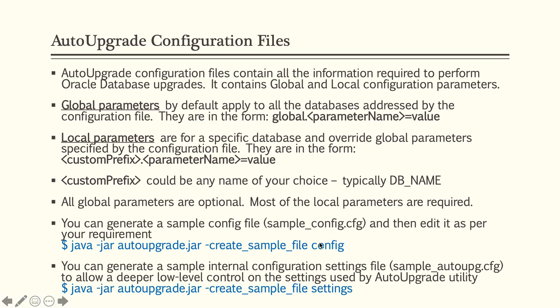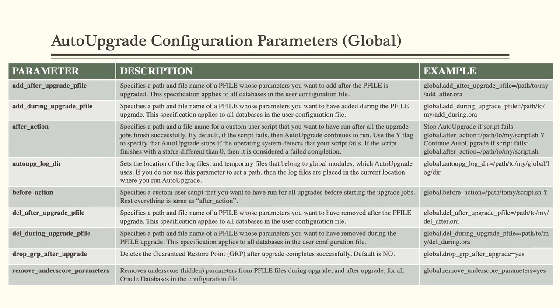Generally, what we should focus on as a DBA is understanding how to get a config file, how to fill it up with proper values, either globally or local DB specific parameters, and then run through the upgrade process. I never found this particular settings file interesting enough to go and explore in more detail.